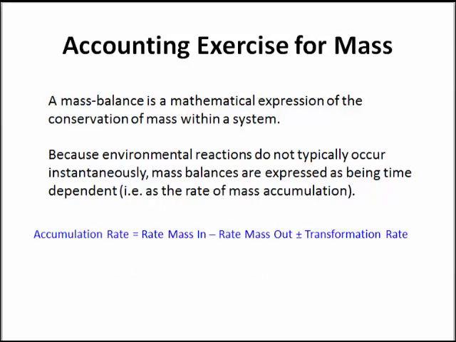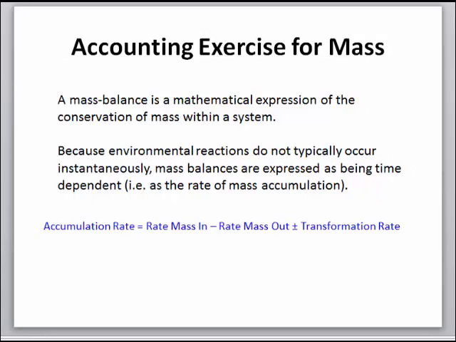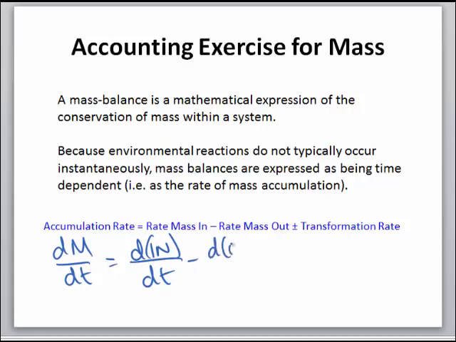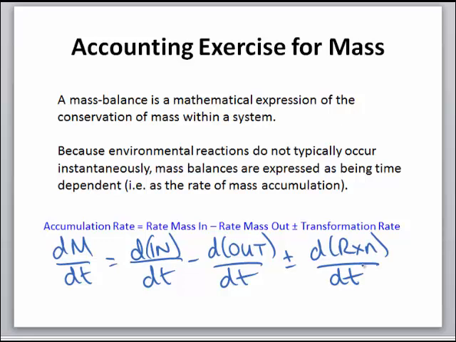When accounting for mass in environmental systems, reactions do not typically occur instantaneously, but they occur over time. So we typically express the accumulation of mass as a rate function. This can be written as dm/dt, where m equals mass, is the change of mass in, minus the change of mass out, plus or minus any reaction rate that occurs.